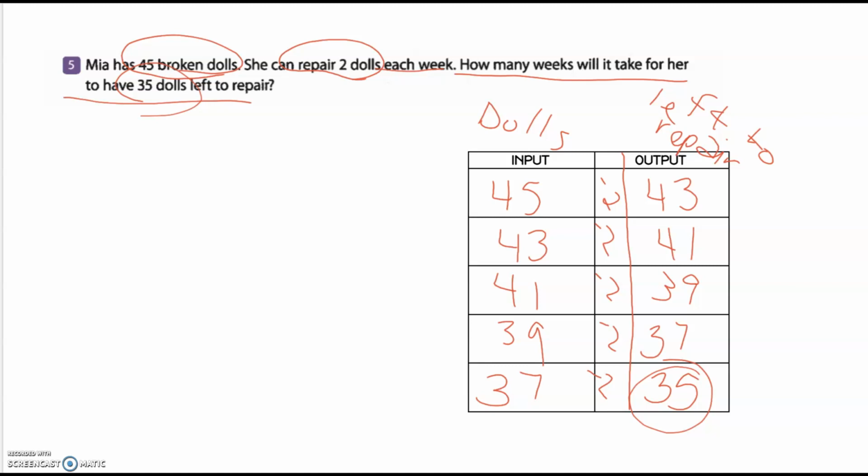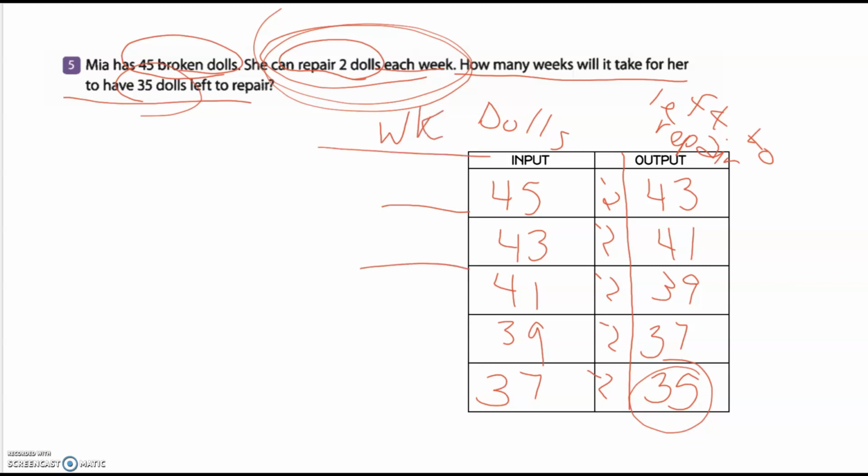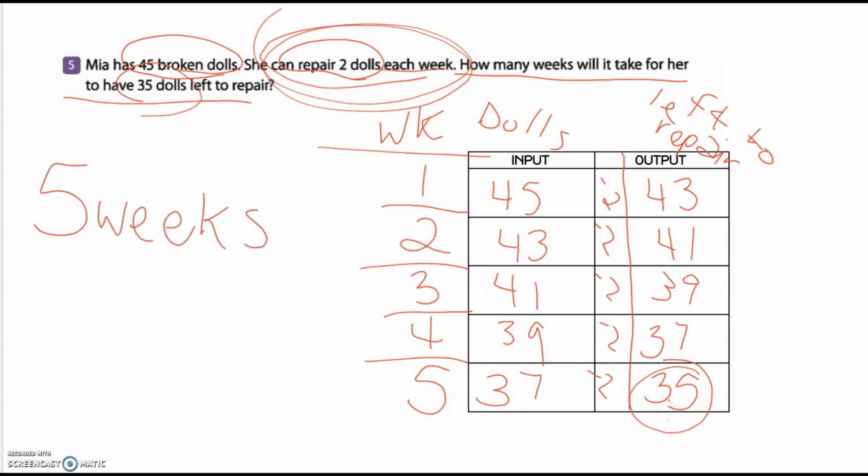Well, I know that she fixes 2 dolls each week. So I'm going to add one more column to my table. So I know that this week when she fixed 2, that was 1 week. Here she fixed 2, that's the second week. Here she fixed 2, here she fixed 2, and here she fixed 2. To get to 35 dolls, it will take her exactly 5 weeks.